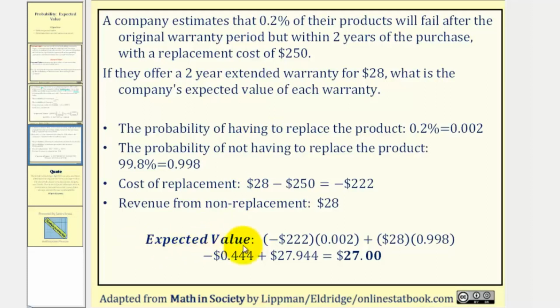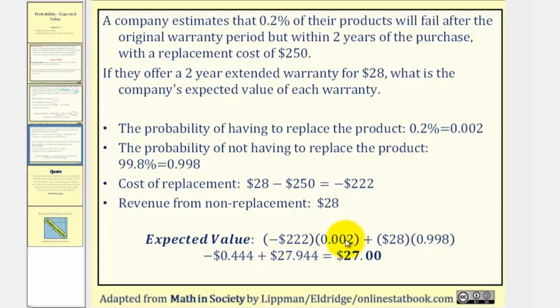The expected value is going to be equal to the replacement cost of -$222 times the probability of replacing the item, which as a decimal is 0.002, plus the extra revenue from not having to replace the item, which is $28, the cost of the warranty, times the probability of not having to replace the product, which as a decimal would be 0.998. So if we find the sum of this product, we have the expected value for the company.